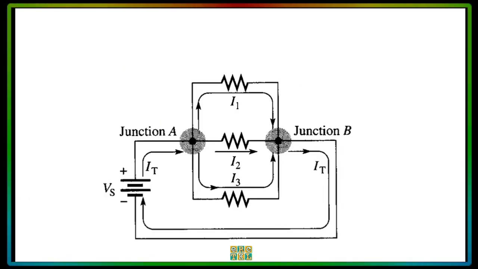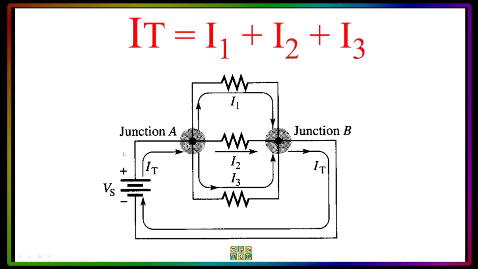So in this example, we have junction A, or node A, and junction B, or node B, and we have I total going to junction A, and it will be divided into three currents. One current I1 will go up, I2 will go in the middle, and I3 will go down on the third resistor. But on the other end, we will have junction B, and all of the currents will become one again, and it will be equal to I total again, which will go back to the negative side of the voltage source. So we can say that IT equals I1 plus I2 plus I3.